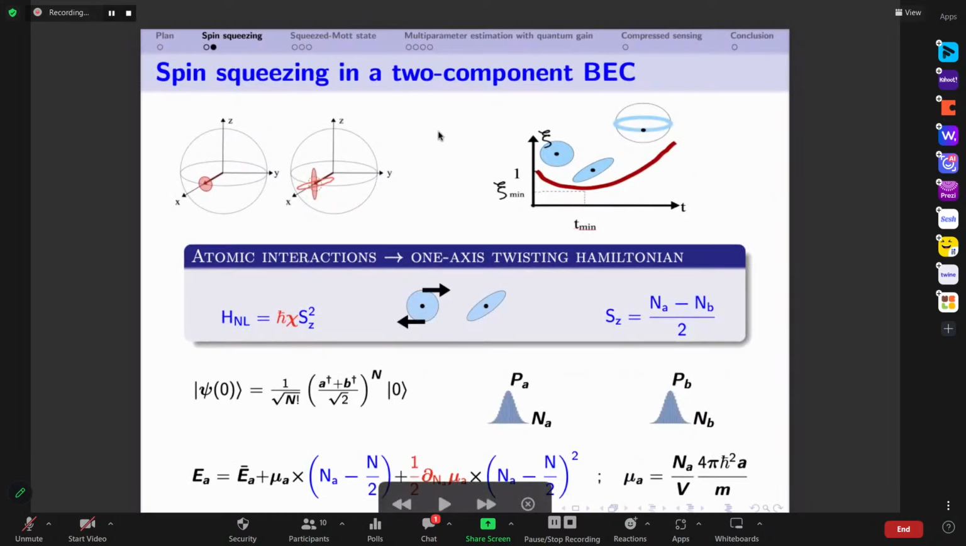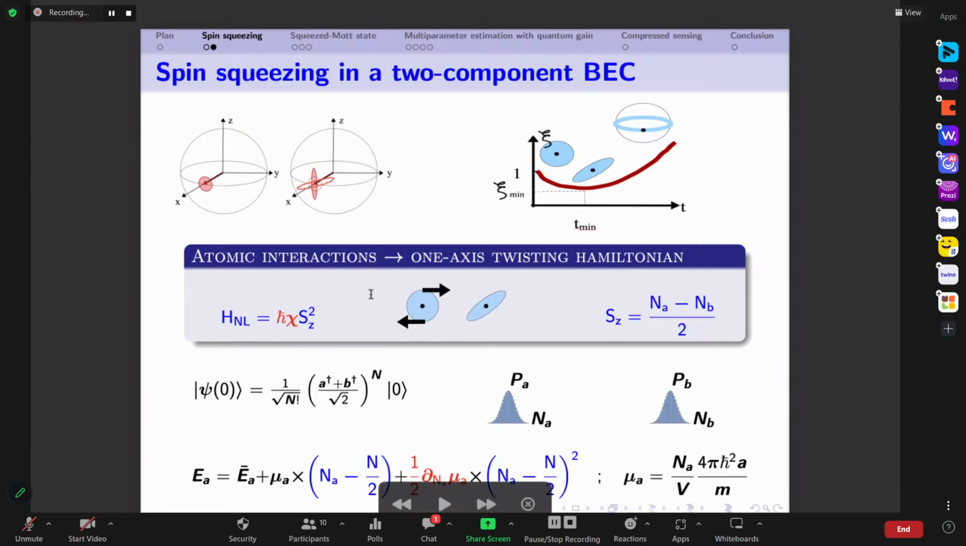Before going to multi-parameter estimation, I would like to say, how can one achieve spin squeezing? There are many possible ways. But one possible way is to use atomic interaction in a Bose-Einstein condensate with two internal states, so that I have a spin 1/2 attached to each atom.